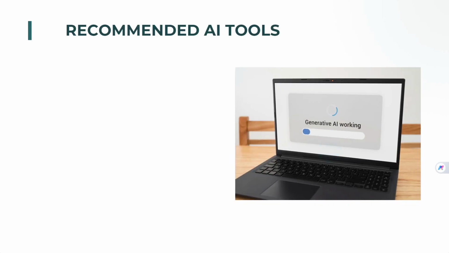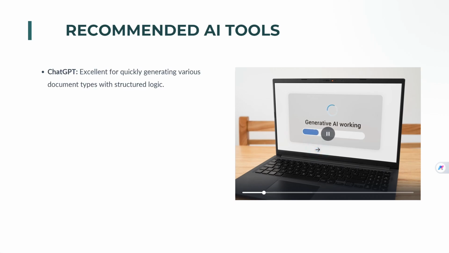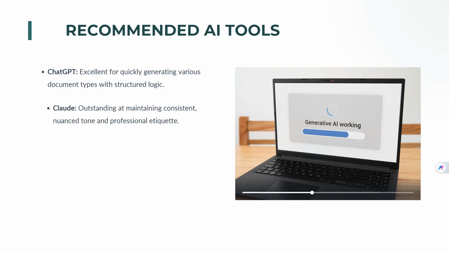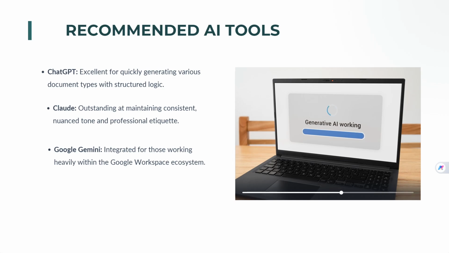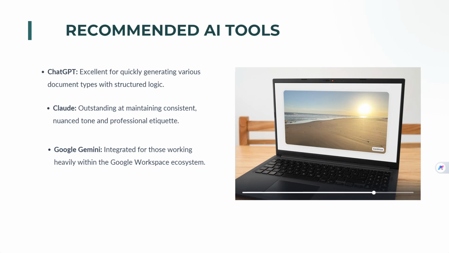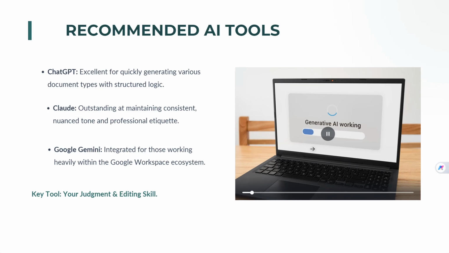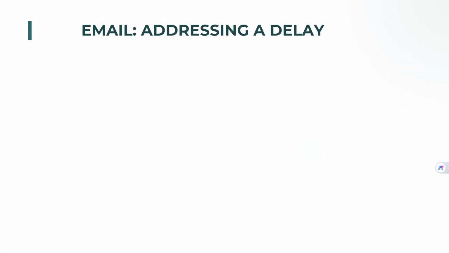Moving on, we'll be looking at recommended tools for this task. I'll quickly go through this. ChatGPT is excellent for quickly generating various document types with structured logic. Then we have Claude, outstanding at maintaining consistent nuanced tone and professional etiquette. We have Google Gemini, integrated for those working heavily with the Google Workspace ecosystem. So when to use these tools, you have a prompt. You register with any of these platforms. Once you have the interface, you copy your prompt and paste it to get your output. All right, next, we'll be looking at crafting an effective email prompt.